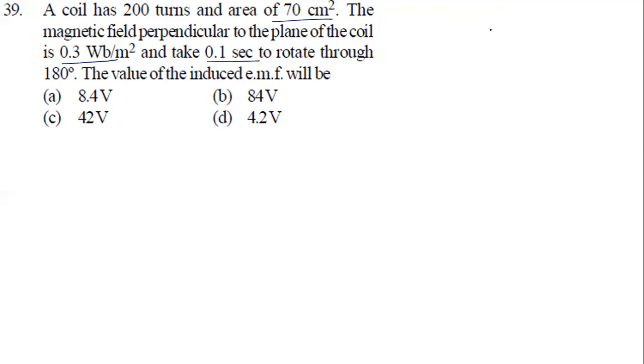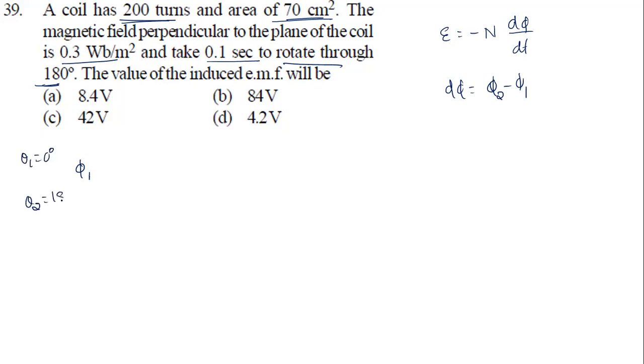So to find the value of induced EMF, we always know we need EMF equal to minus n times of d phi by dt, where d phi means change in flux, d phi equal to phi 2 minus phi 1. Let us find out these values now. Number of turns are same, coil area is same. So I'm going to find the flux now. Initially, rotate through an angle of 180 degree means theta 1 equal to 0 degree, theta 2 equal to 180 degree.